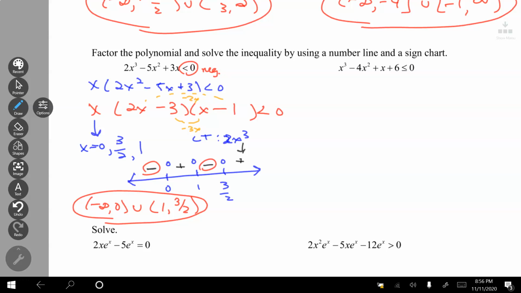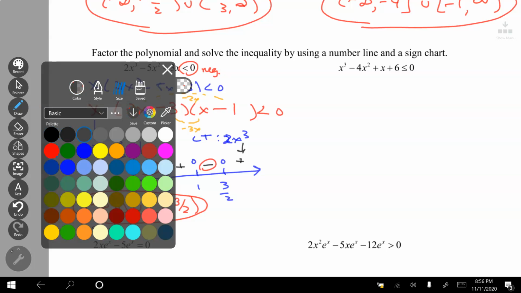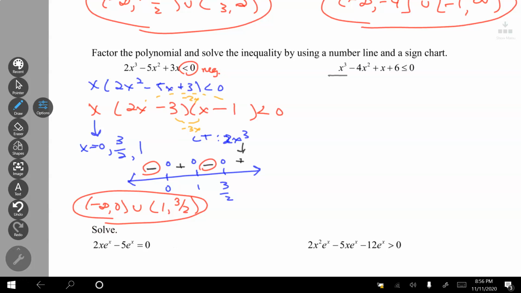Oh, this next one, a little bit more difficult. I can't take an x out of this. Synthetic. Need to use synthetic. So my p's over q's, I really only care about this guy. I'm going to use either plus or minus 1, 2, 3, or 6. I'm probably going to avoid the 6. It's probably my least likely choice. So my first set of synthetic I'm going to use.